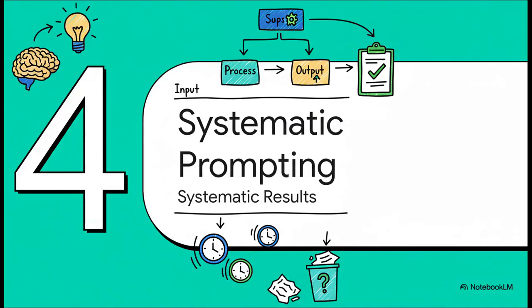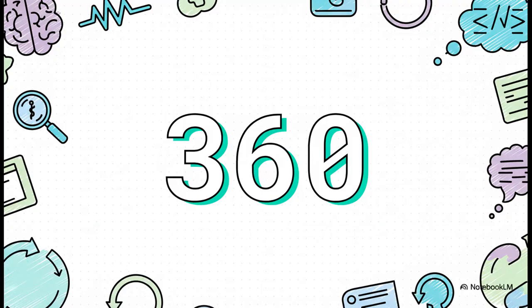So as we start to wrap up, let's tie this all back to the ultimate goal. Adopting a systematic approach to prompting doesn't just improve your outputs, it fundamentally changes your workflow and gives you back your most valuable resource, your time. What does this number mean? 360. It's not a lab value, it's not a dose. It's a measure of time.